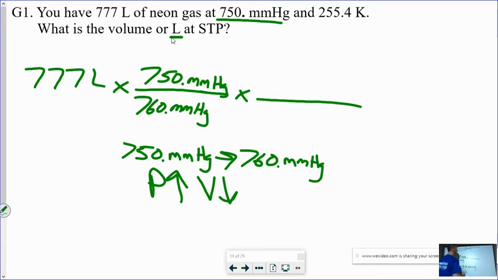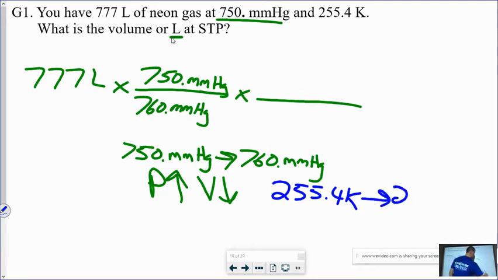All right. Now let's do the temperature one. I'll do that in a different color. So our temperature here, we are at 255.4 Kelvin, and standard temperature is 273.15.